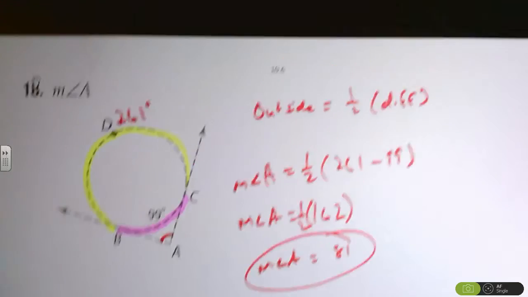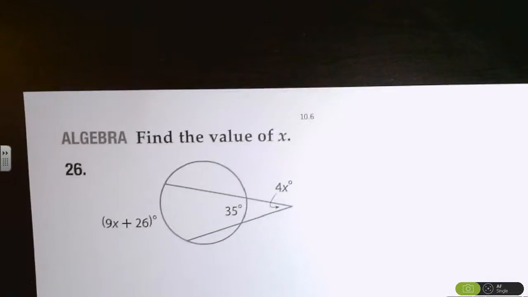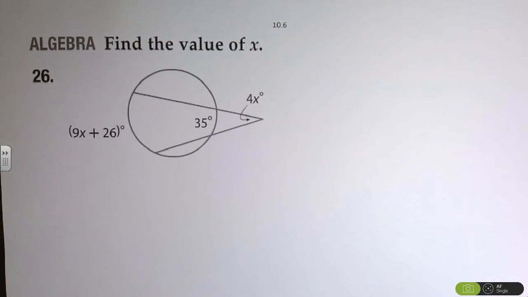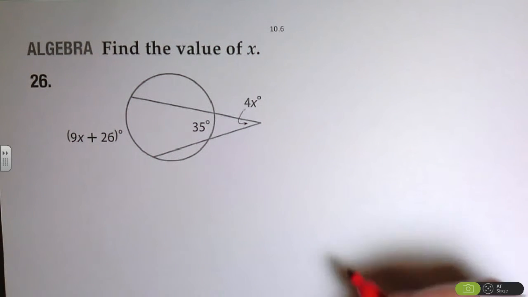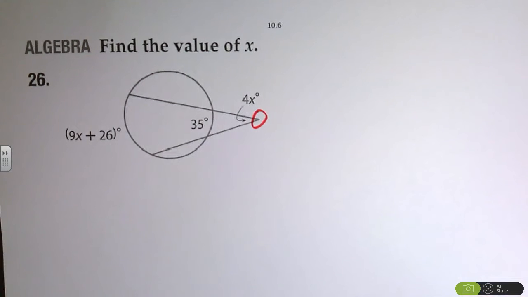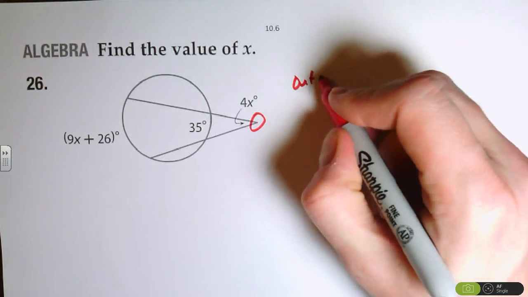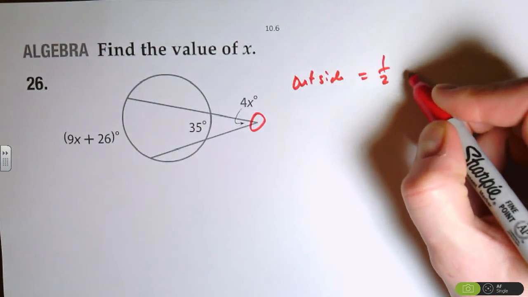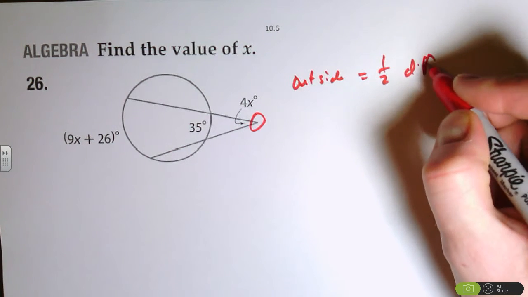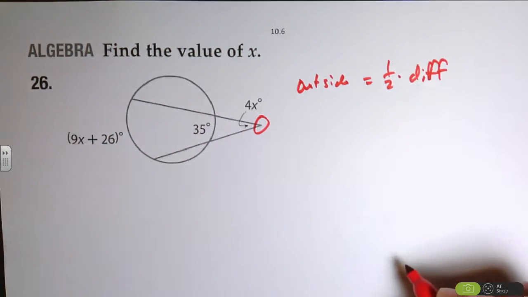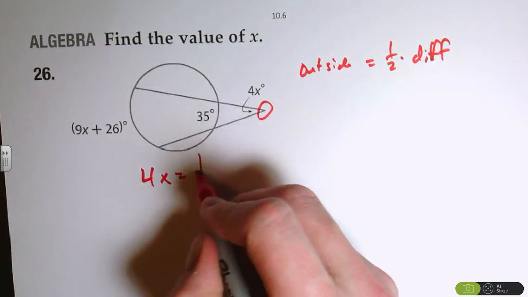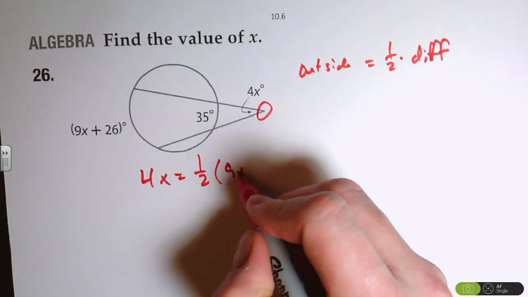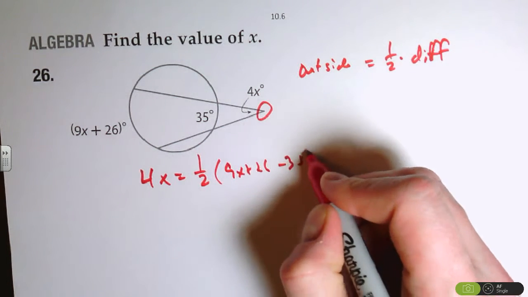Okay. All right, number 26 is an algebra problem. There are more like this, and again, this isn't everything, but this is just kind of a brief run through. So I look at this and go, well, where's the vertex at? Outside. So outside, 1/2 of the difference. So the outside, which is 4x, is 1/2 of the difference between 9x plus 26 and 35.